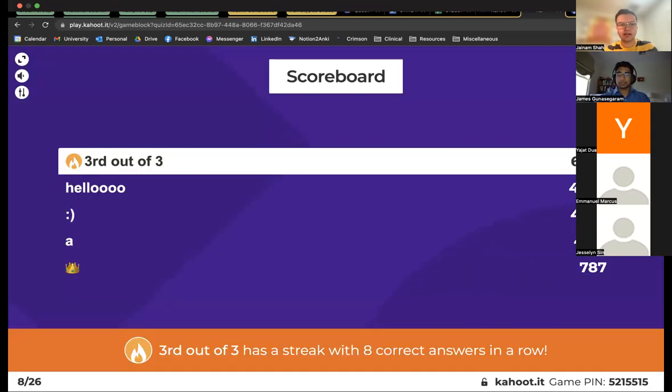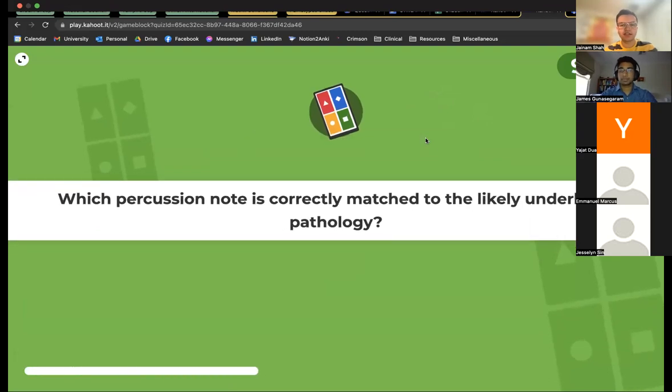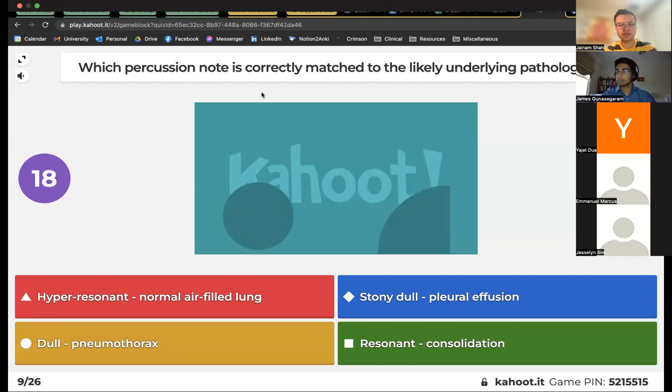Cool. Well done, guys. We'll go to the next question now. Which percussion note is correctly matched to the likely underlying pathology? This one is definitely very high yield because I've seen questions come up for this on the exam, and they're usually really straightforward like this.